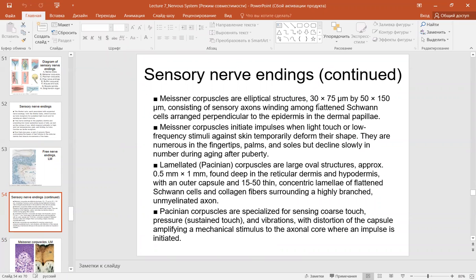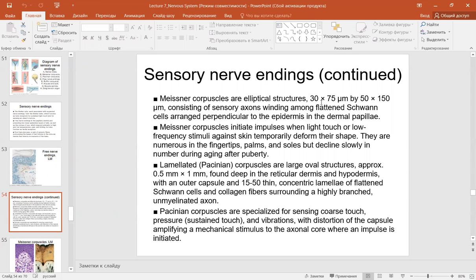Meissner corpuscles are elliptical structures, 30 to 75 micrometers by 50 to 150 micrometers, consisting of sensory axons winding among flattened Schwann cells arranged perpendicular to the epidermis in the dermal papilla. Meissner corpuscles initiate impulses when light touch or low frequency stimuli against skin temporarily deform the shape. They are numerous in the fingertips, palms, and soles, but decline slowly during aging after puberty.